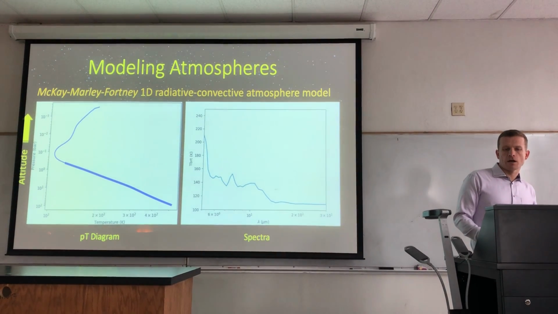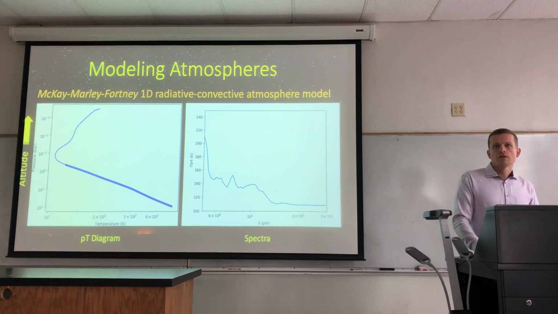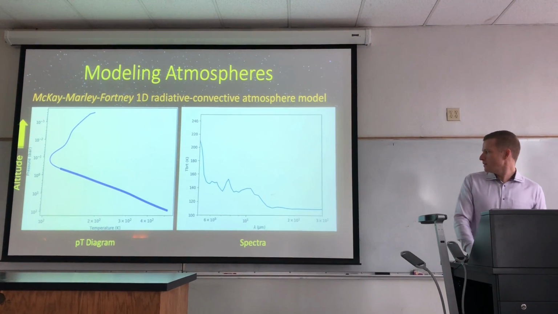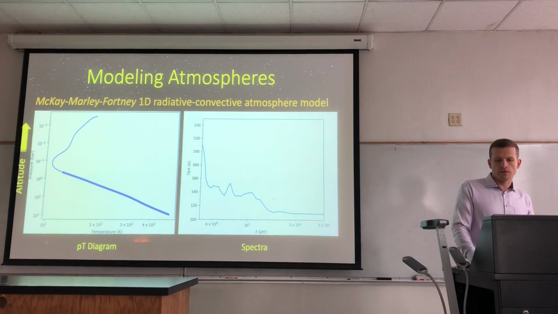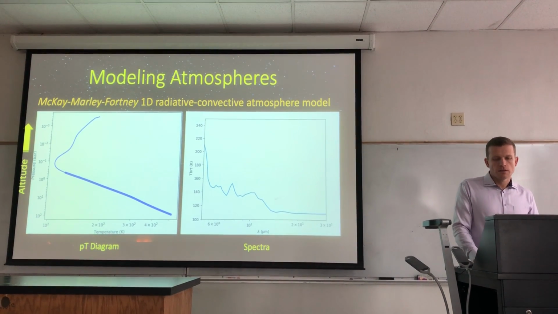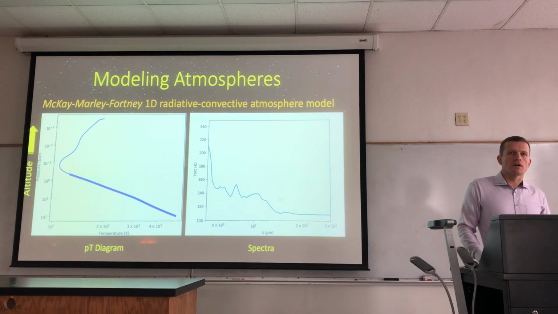So this is an example output from the model that we're using. On your right is a sample spectra, again with the wavelength in microns and the intensity on the y-axis. And on the left there is a pressure temperature diagram.